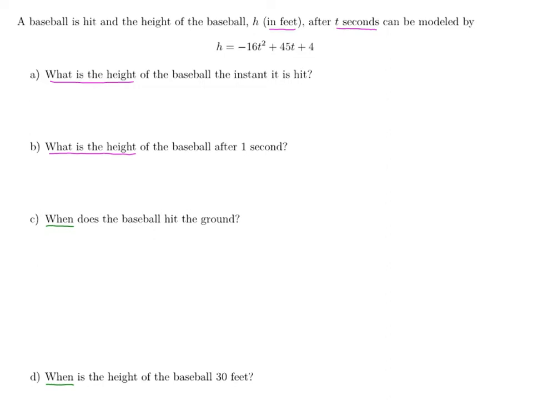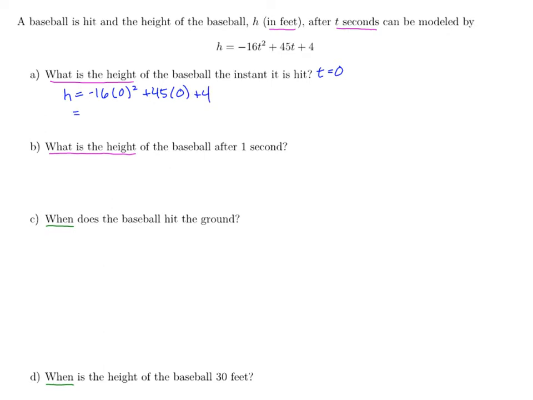What is the height of the baseball the instant it is hit? So the instant it is hit is when t equals 0. So we're going to replace t with 0 and find the value of h. So here, we're going to use t equals 0, and so h will then equal negative 16 times 0 squared plus 45 times 0 plus 4.